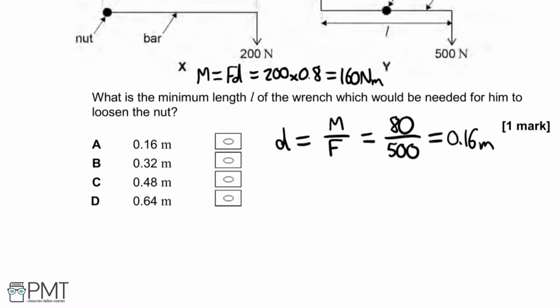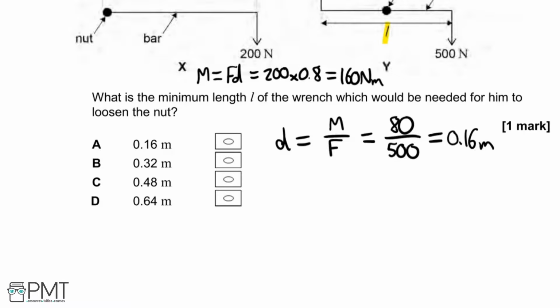Now, if you look at the possible answers for this multiple choice question, you'll see that 0.16 is one of those answers. Now, this is where the question could catch quite a few people out. You might see your answer and think, oh, well, that must be the answer because it's one of the options on the list. But actually, what the question is asking for is what the minimum length L of the wrench needs to be.